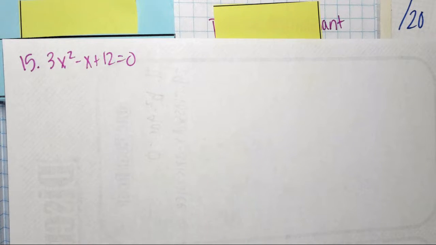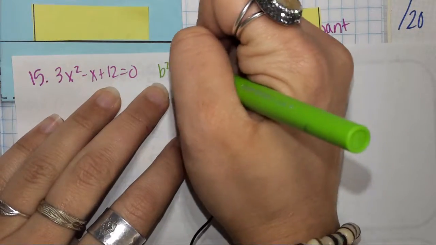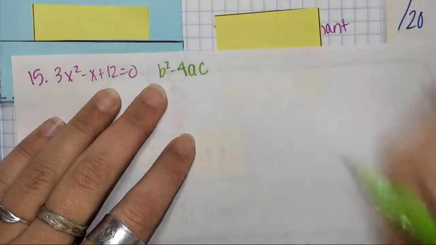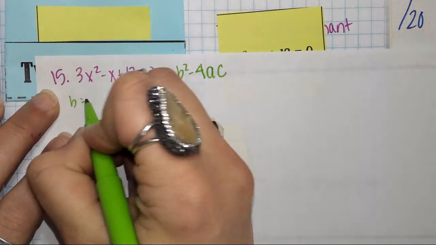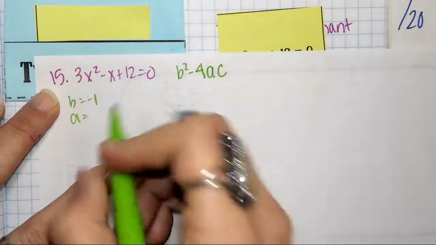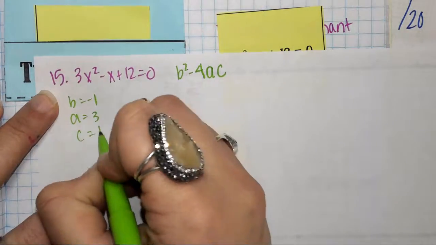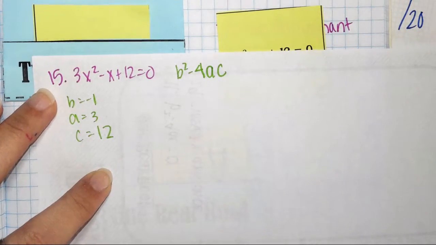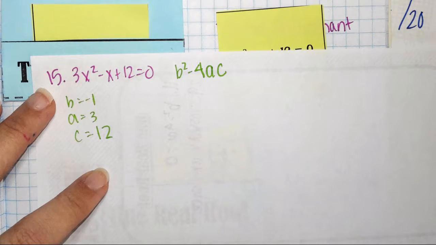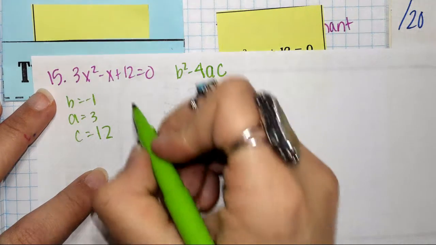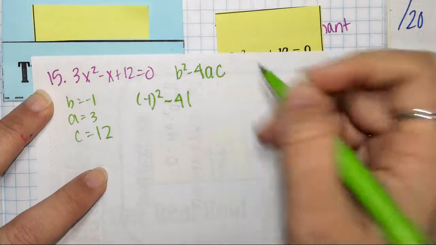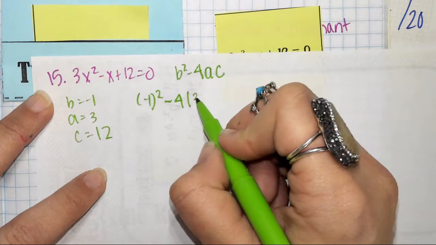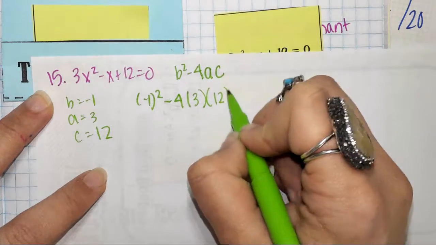You solve it. How? B squared minus 4ac. Awesome. What's our b this time? B is -1. What's our a? 3. And what's our c? 12. Awesome. So how would I write that on that paper? How would I work that out? -1 squared minus 4 parentheses 3 parentheses 12.